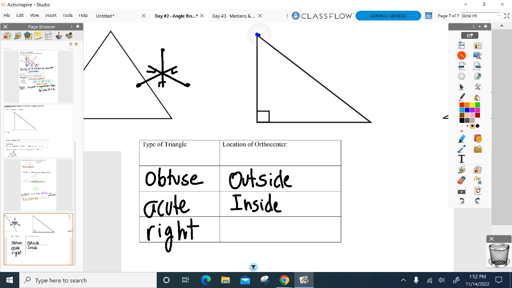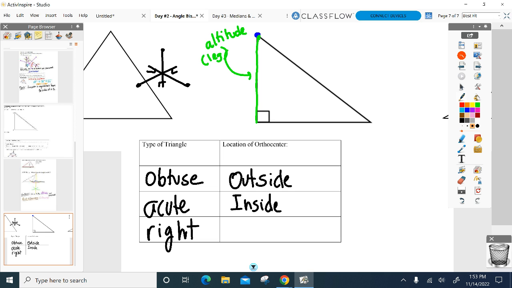Let's start with this vertex. You see the altitude? It's not going to be that, right? That's not perpendicular. It's not going to be that. That's not perpendicular. Do you see where it is? It's one of the sides, isn't it? That right there is an altitude. It's an actual side. Anybody remember what we call that in the right triangle? Leg. Yep.